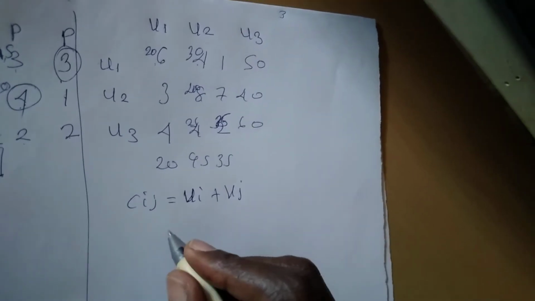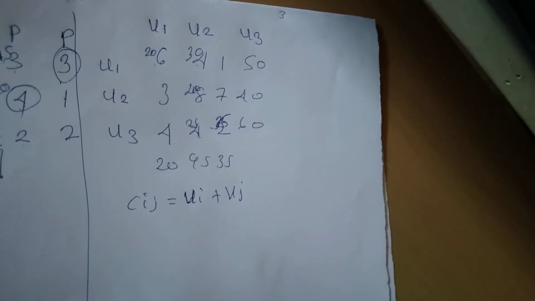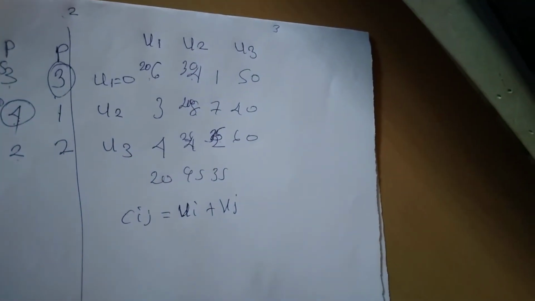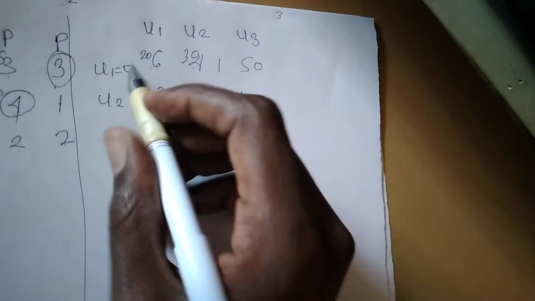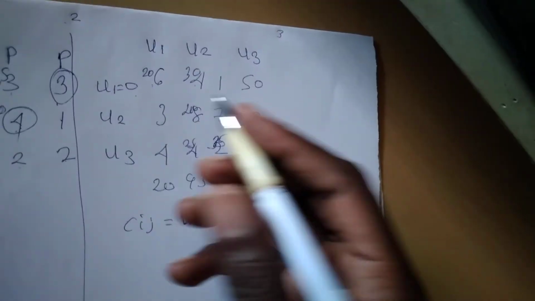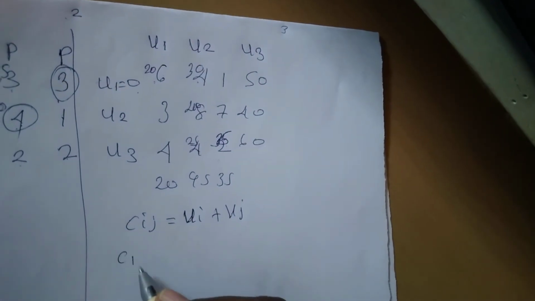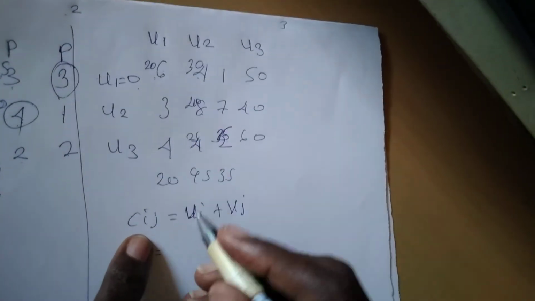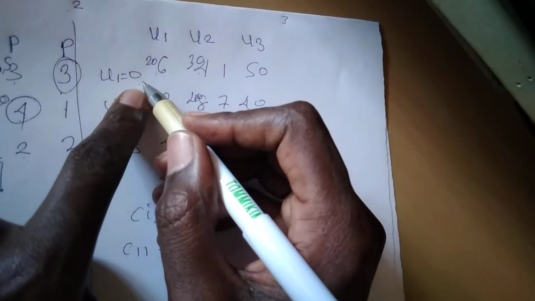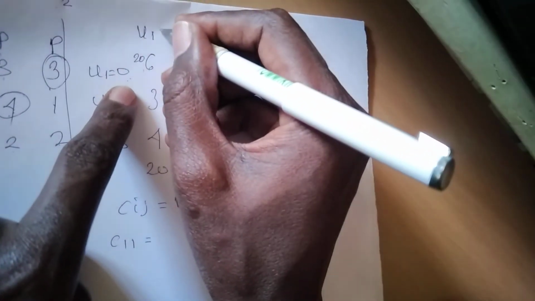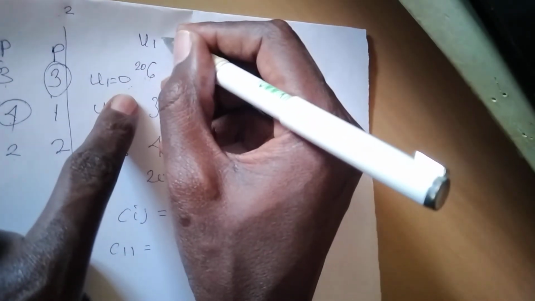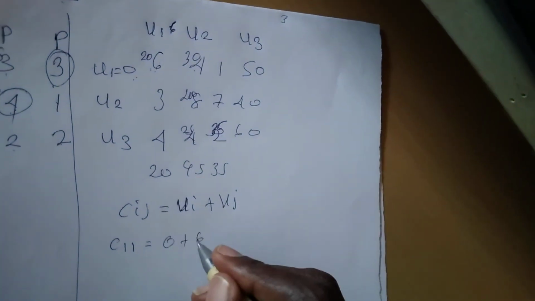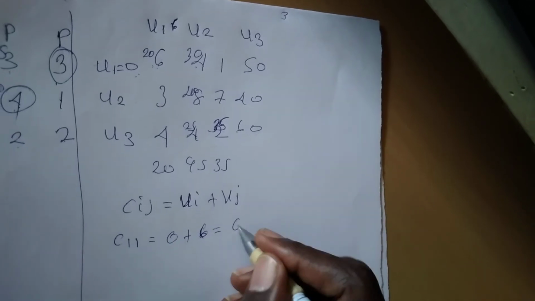From our procedures, we said make u1 0. Always make u1 to be 0. If you make u1 to be 0, you start from the occupied cell. So c11 will be 0 plus a value that gives us 6. So that value will be 6. In other words, 0 plus v1 equals 6.